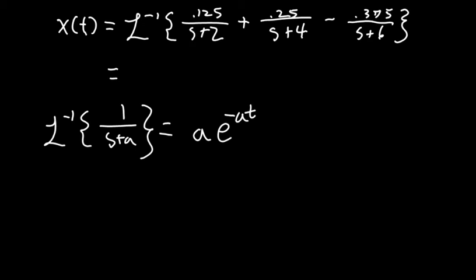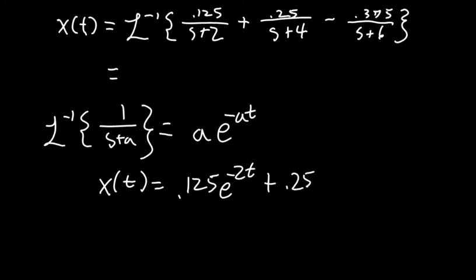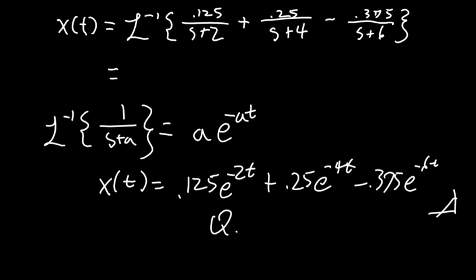Okay, so now we'll have x of t equal to 0.125 e to the negative 2t, plus 0.25 e to the negative 4t, minus 0.375 e to the negative 6t. And there's your answer. Congratulations, you now know how to do partial fraction expansion.